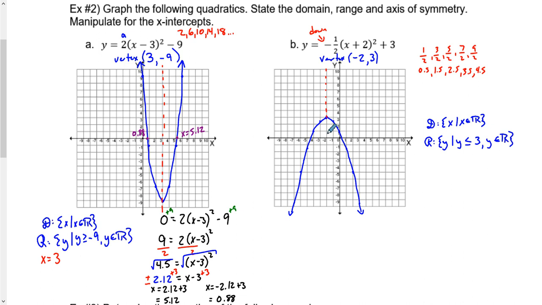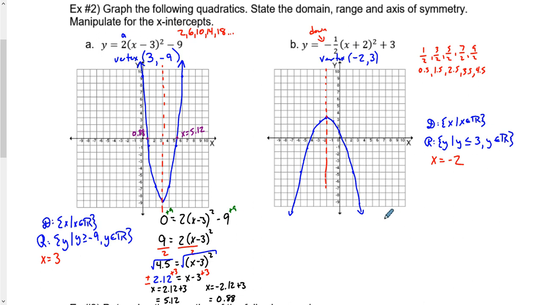Our axis of symmetry. I don't think I said it on the first one, but this is x equals -2. Where are we getting the -2? Well, the -2 is part of our vertex. Same as x equals 3, it's the x value in our vertex.